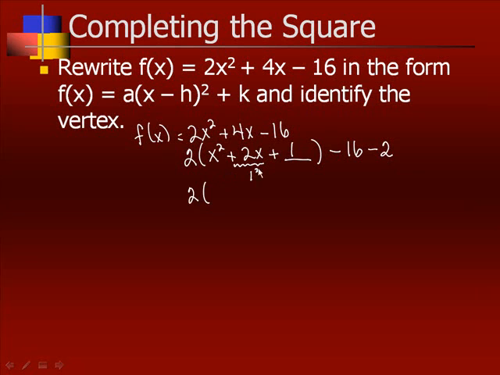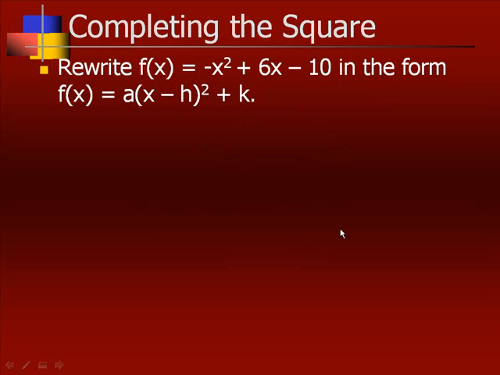Now we're ready to factor the inside of the parentheses. So that would be x plus 1 squared minus 18. From looking at that, this is what we call the vertex form. The vertex would be, change the sign in there, which would be negative 1. Keep the sign on the end, so our vertex would be negative 1, negative 18.